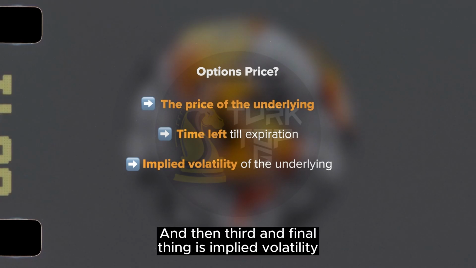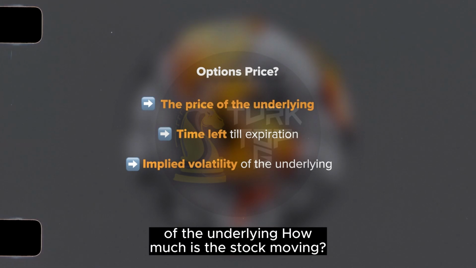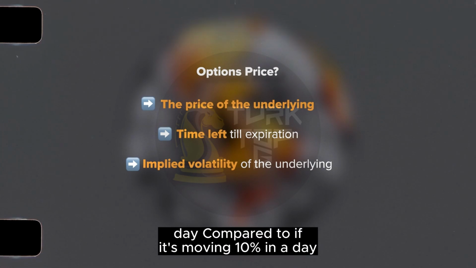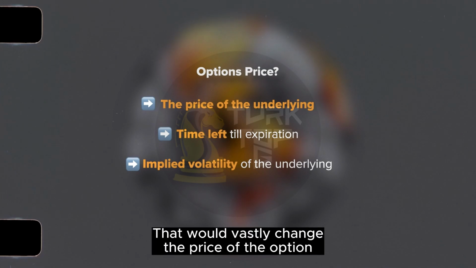And then the third and final thing is the implied volatility of the underlying. How much is the stock moving? If the stock is moving 1% in a day compared to if it's moving 10% in a day, that would vastly change the price of the option.